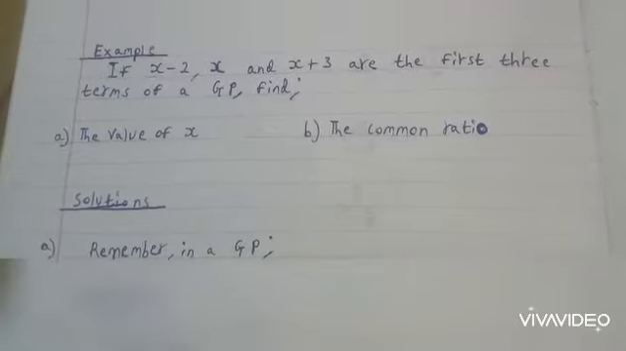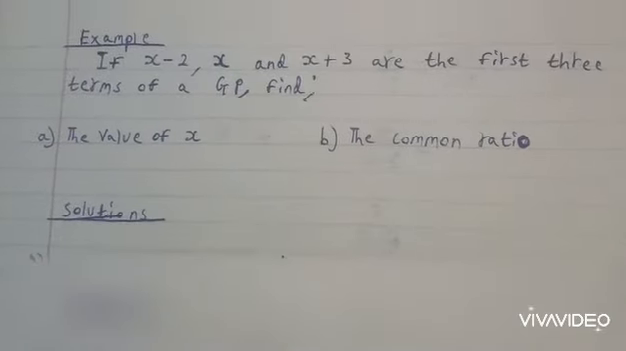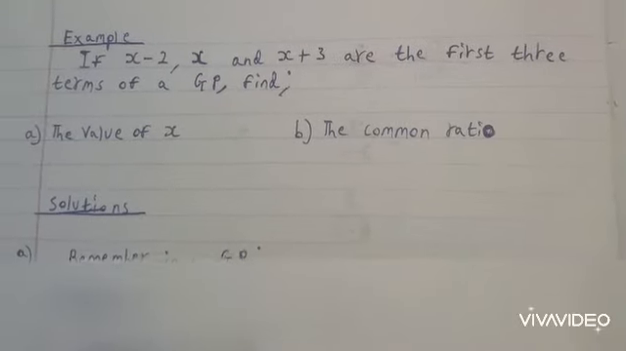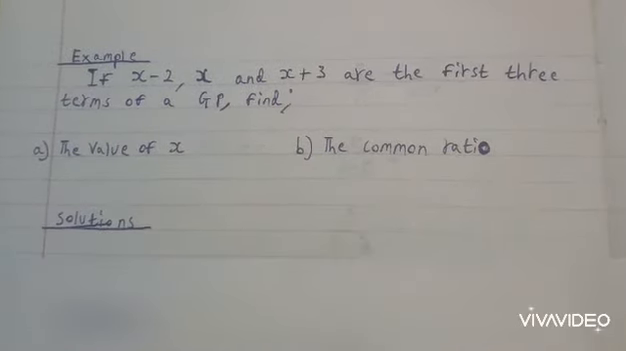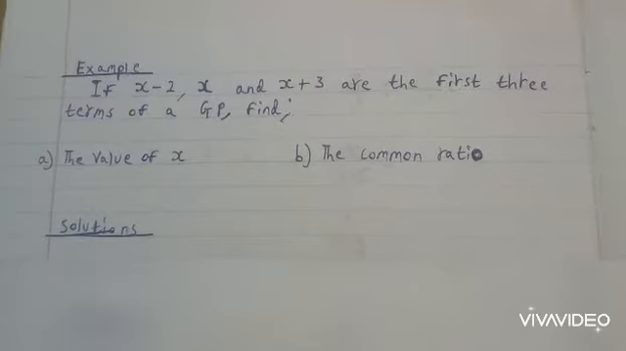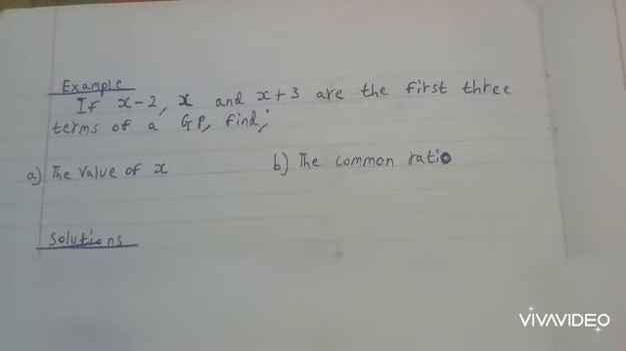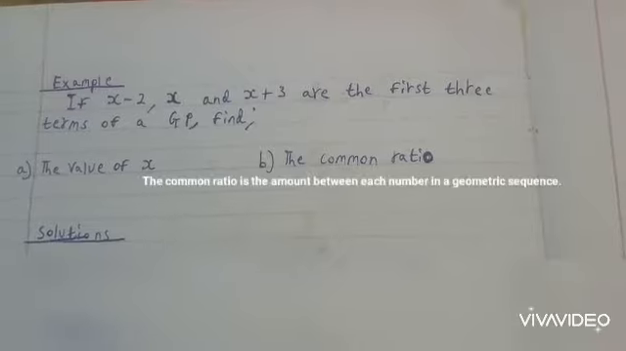We're going to try a practice problem on geometric progressions. We're given this question which says, if x minus 2, x and x plus 3 are the first three terms of a GP, find the value of x.